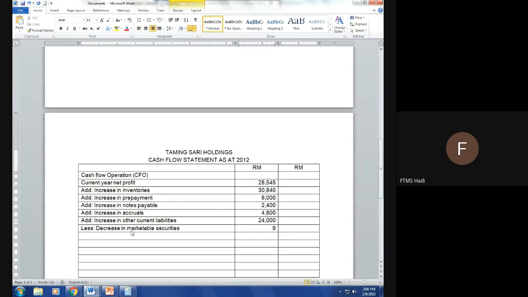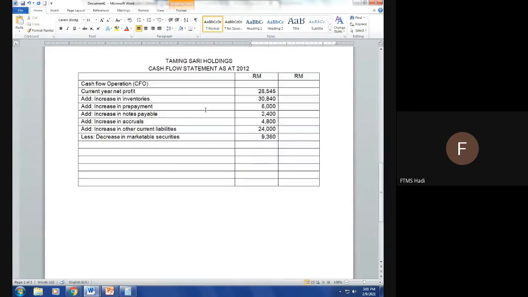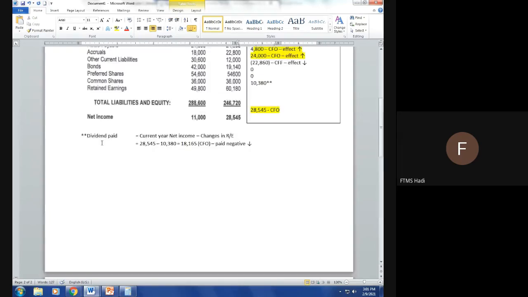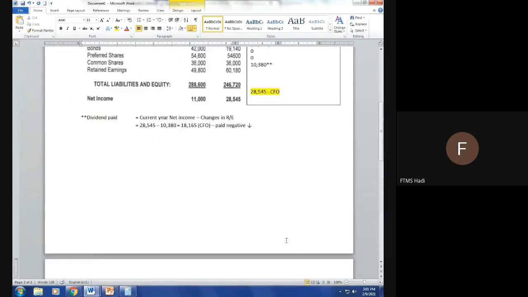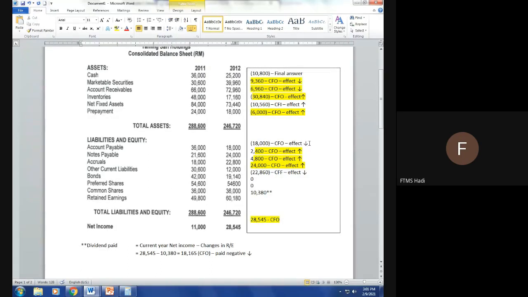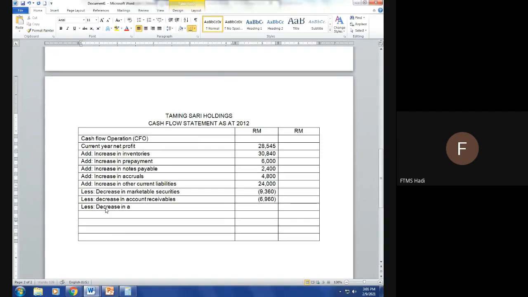Just to bear in mind that this chapter will be answered in section C. That means a long answer, long calculation. The next part, account receivable. I forgot, less means minus, so we need to minus. Negative. Account receivable is 9690, 6960. After that, is there any other CFO left? This one, account payable. Account payable is 18,000.